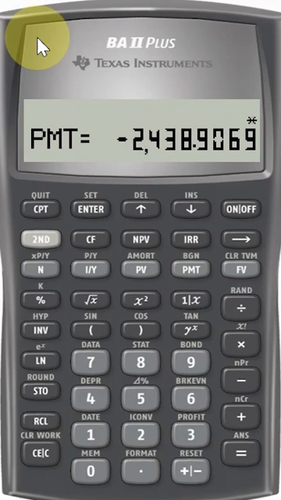Welcome students. Today I'm going to show you how to use the amortization function in your BA2+.